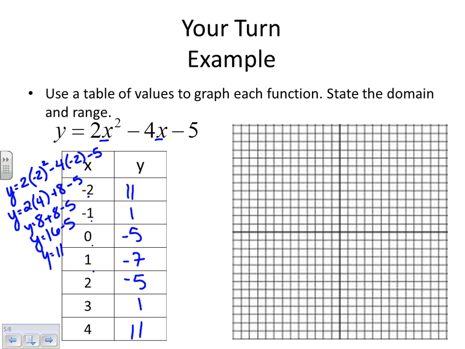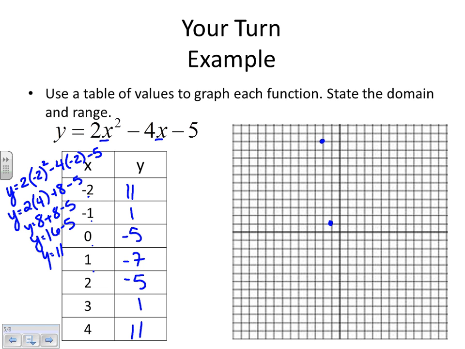Okay, now from here, we're going to come over to our graph and plot our points. So we've got negative 2, 1, 2, 3, 4, 5, 6, 7, 8, 9, 10, 11. Negative 1, 1.